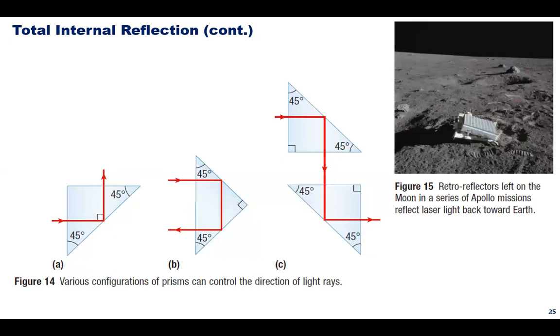These retroreflectors have the property of always reflecting an incoming light ray back in the direction it came from. When scientists aim a laser at a retroreflector on the moon, the reflection enables them to measure the Earth-moon distance with a precision of about 15 centimeters.